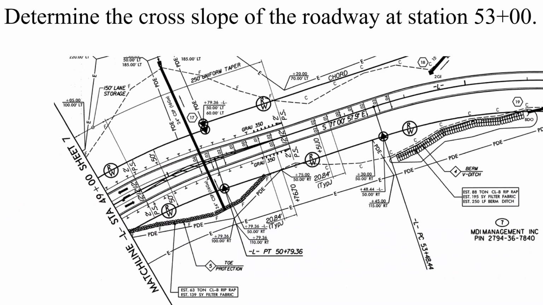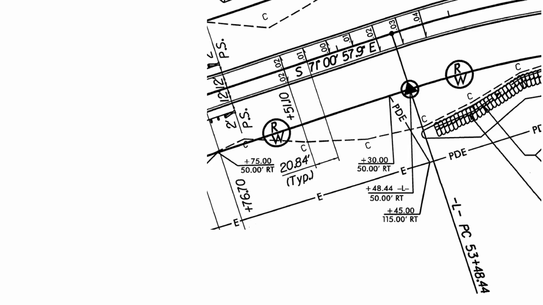We're asked to determine the cross slope of the roadway at station 53. We're given a set of design plans. We need to zoom in a little bit to see this in more detail. So here's the portion of the roadway and the design plans that's associated with our station of interest.